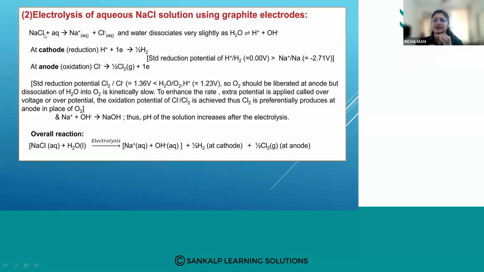As we add NaCl in water, it is going to dissociate. In the previous step, what have we taken? We have taken molten NaCl.